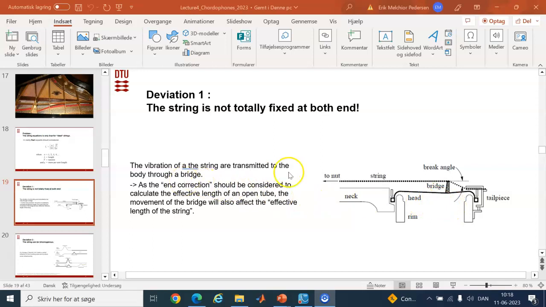As the end correction should be considered to calculate the effective length of an open tube, the movement of the bridge will also affect the effective length of the string. So end corrections for open tubes correspond to movement of the bridges for the string instruments.